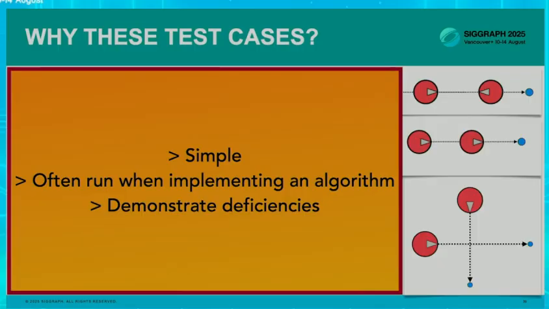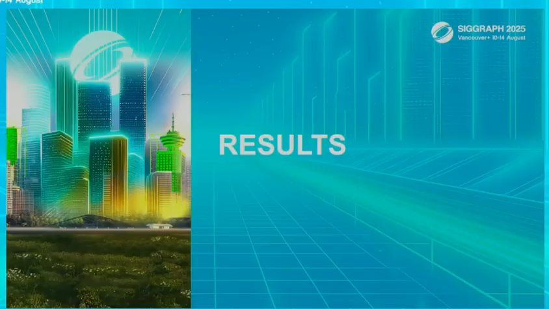You often run these test cases when you're implementing an algorithm in code or when you're trying out a new algorithm, just to see if it works. And we are going to demonstrate how they actually fail in these works. So let's look at the results here.